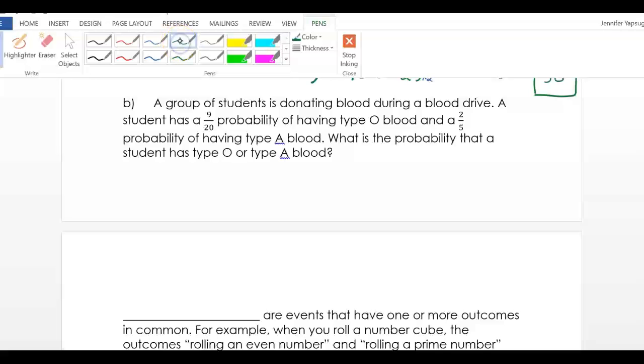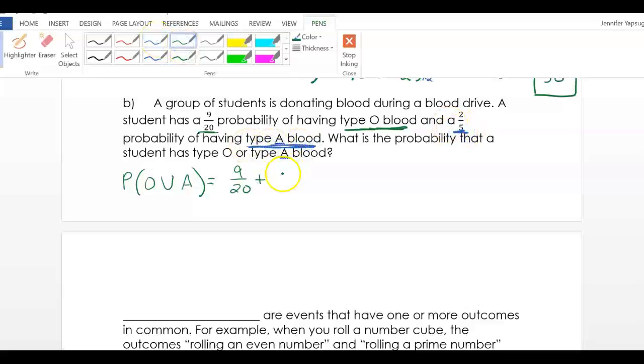So again, we're just going to write this as the notation: the probability of someone having O type or A type. So we go back to the problem. It tells us that someone that has O-type blood is 9/20ths. So that's going to be 9/20. And then we're going to add A-type blood, so that would be 2/5.